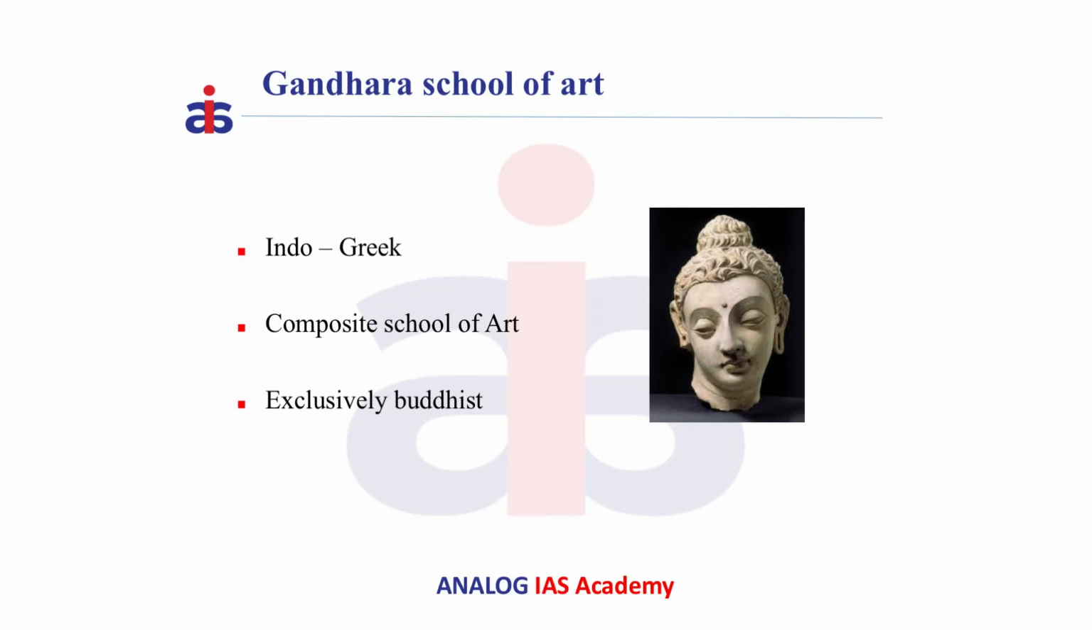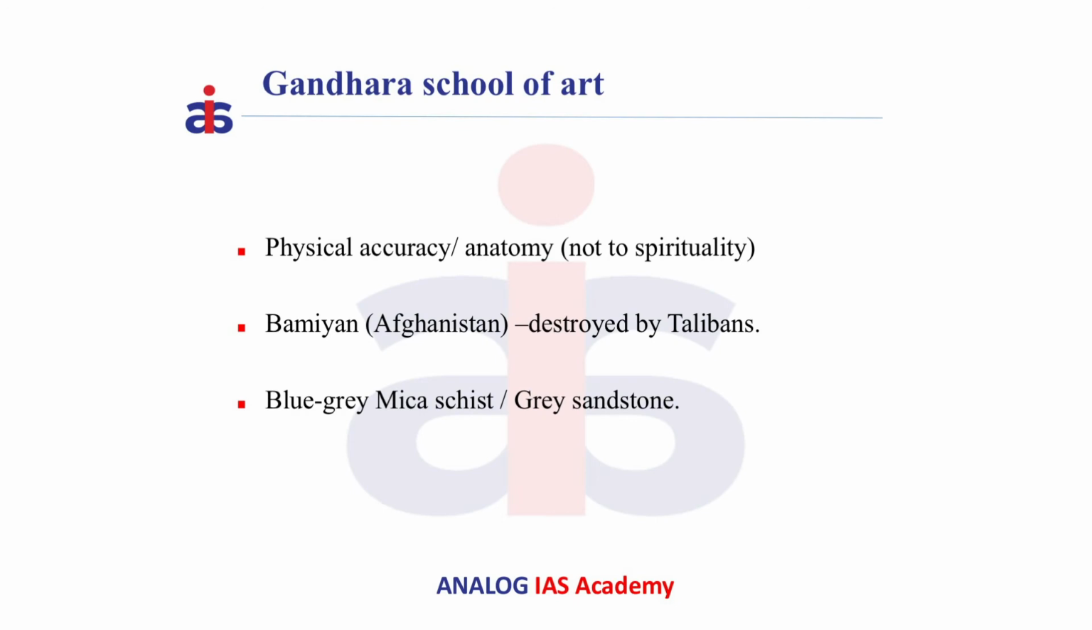It is a composite school of art. The sculptural tradition in Gandhara had a confluence of Bactria, Parthia and local Gandhara tradition. This school of art is exclusively Buddhist. In contrast with the Mathura school, the Gandhara school images are known for their anatomical accuracy, spatial depth and foreshortening.